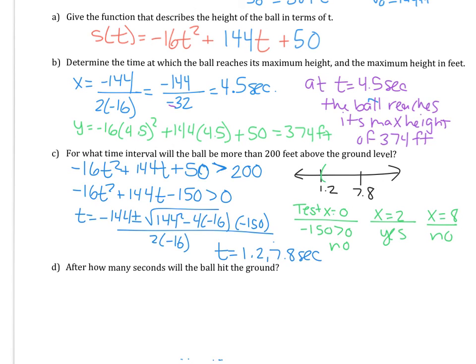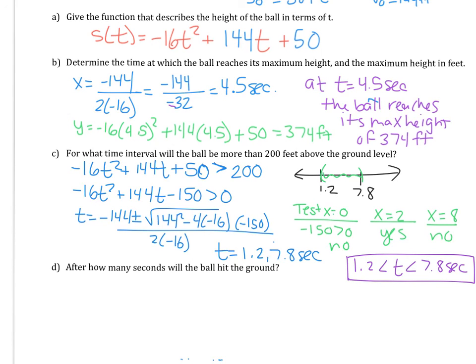So where am I shading in between these two numbers? So my answer to this one is going to be that I am more than 200 feet between 1.2 and 7.8 seconds.